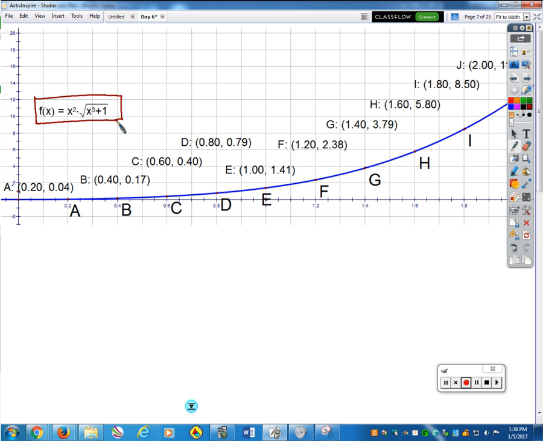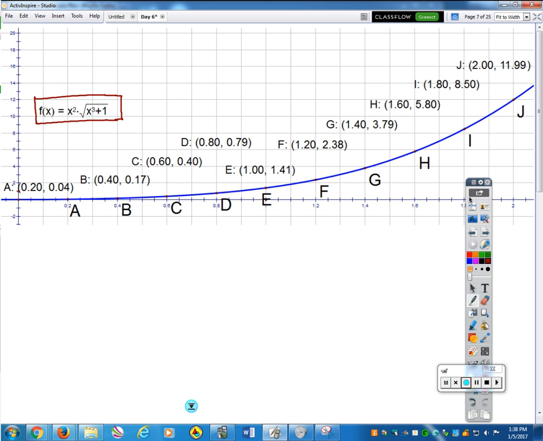So someone can pick up 3 tickets and tell me, in general, for example, this is the function we're trying to find the average value of. I went ahead and plotted 10 different points on this function. So I plotted all of these, like 0.2, 0.04, 0.17, 0.4, all the way up to 2, 11.99. So you can see those plotted on your handout. If I asked you to find the average of those, let's see how many there are here. 1, 2, 3, 4, 5, 6, 7, 8, 9, 10.